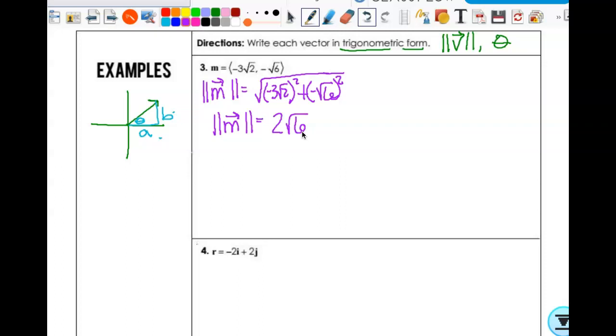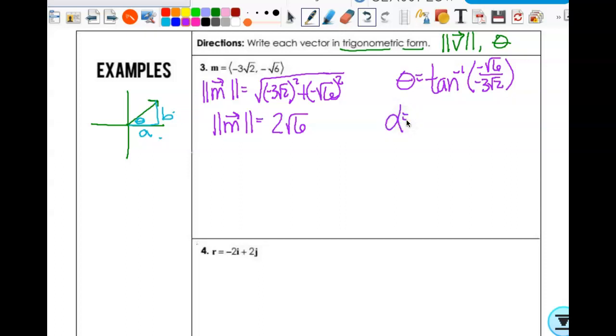All right, so then I also need theta. Theta is the tangent inverse of negative square root of 6 over negative 3 square roots of 2. Now the negatives cancel out, but whether they did or didn't, it doesn't matter because you're only going to put the positive in the calculator, and that's going to give you alpha.